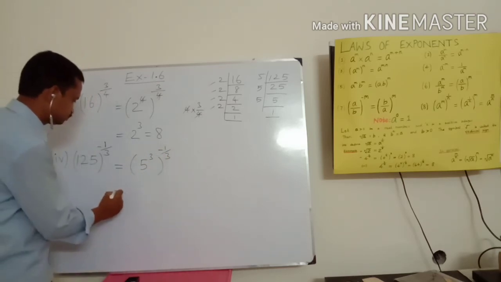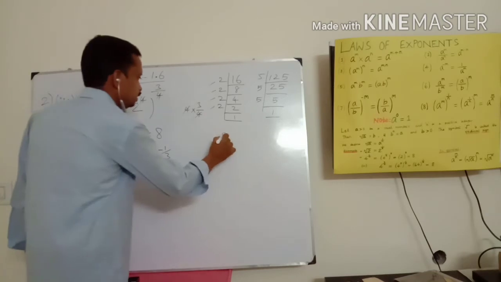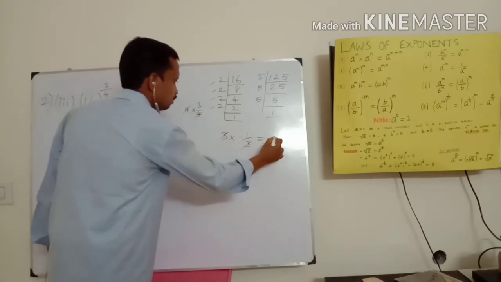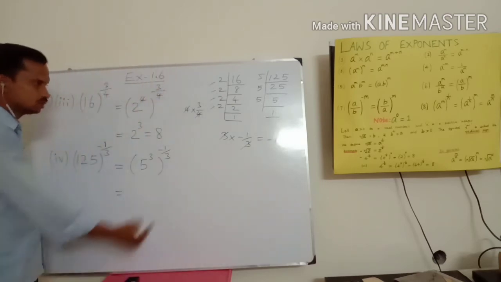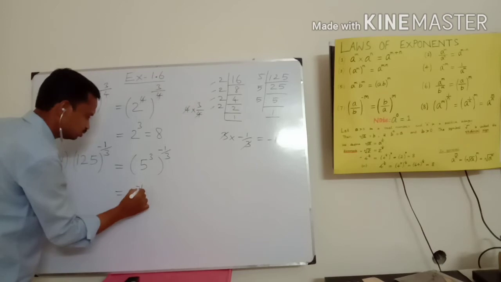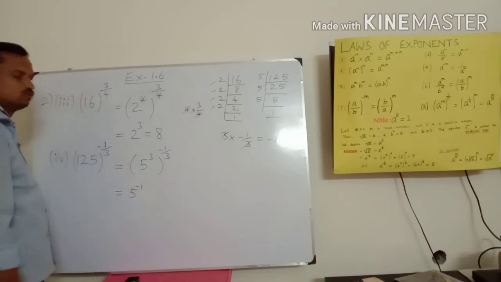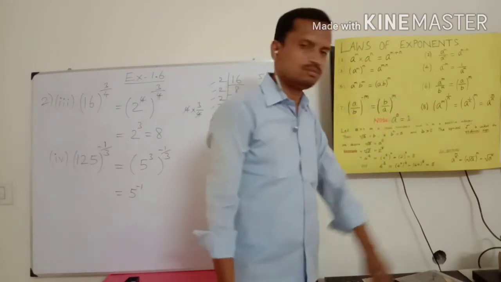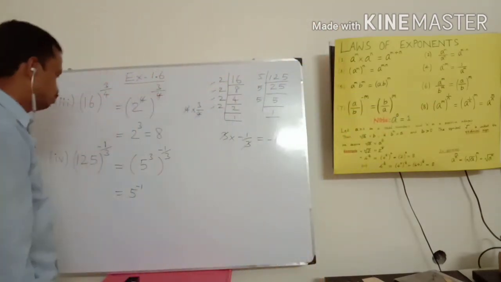So now what happens? 3 into minus 1 by 3. If we cancel 3, you get minus 1. So you can write this as 5 power minus 1. And now it is very easy to apply the fourth law: a power minus m is equal to 1 by a power m.